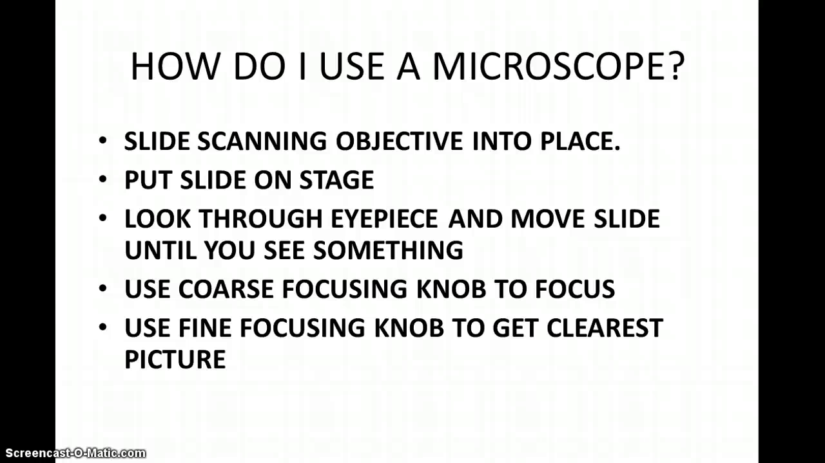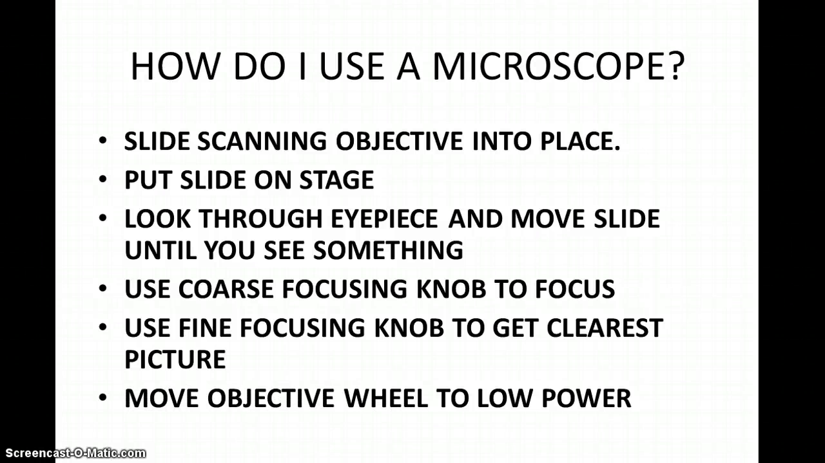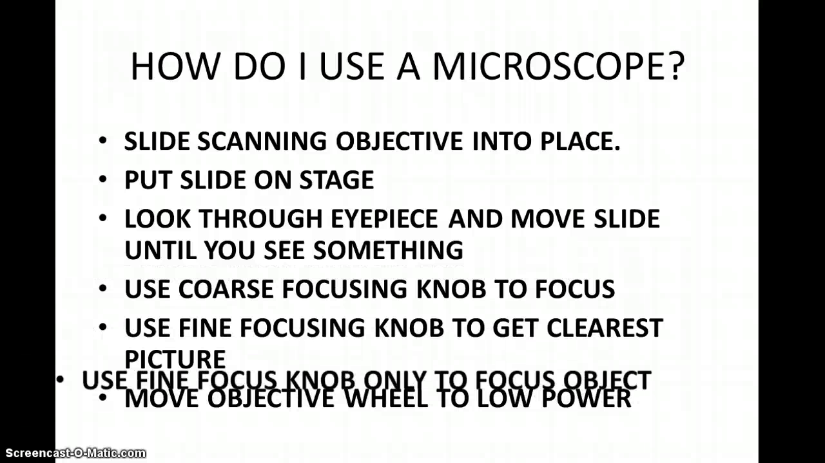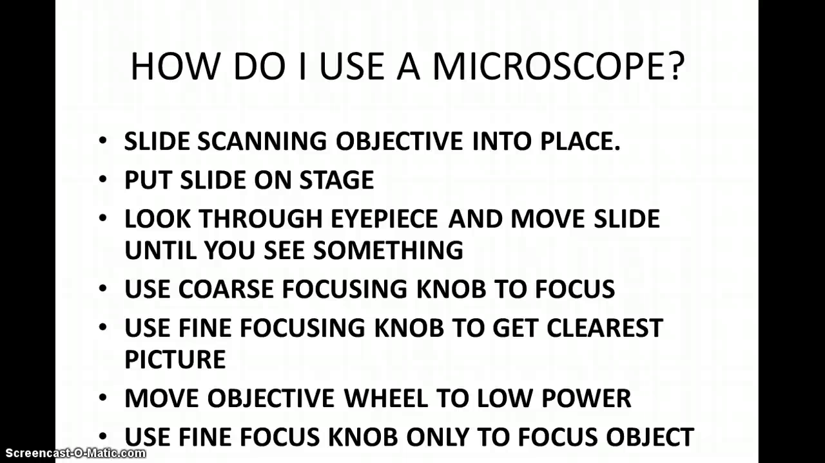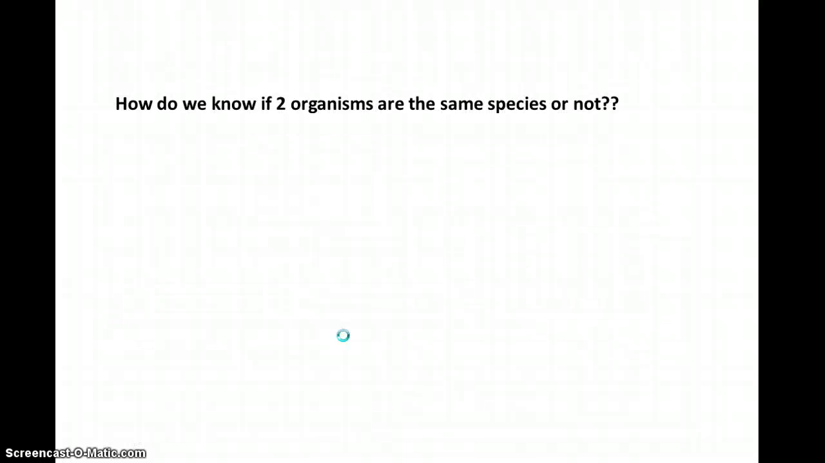And then to get a really clear picture, you can use the fine focus knob, but that's only going to work after you use the coarse focusing knob. There's very little focusing done with the small knob. Then you can go up to a higher power, so we have low power after scanning and then high power after low power. It's very important to only use the fine focus knob when you're on either low or high. Otherwise, you're going to break the slide because the coarse knob moves the objective way too much.